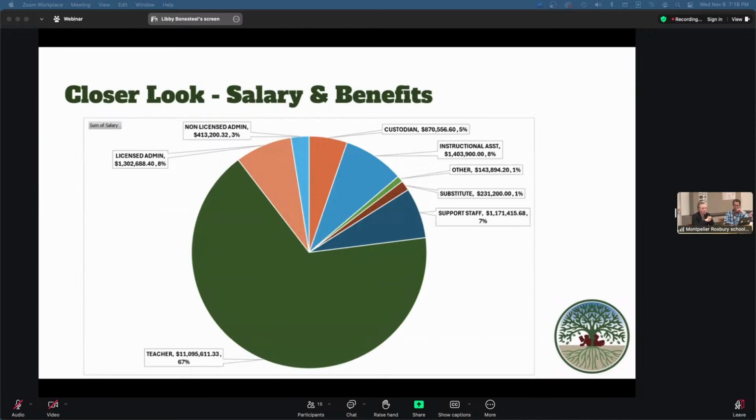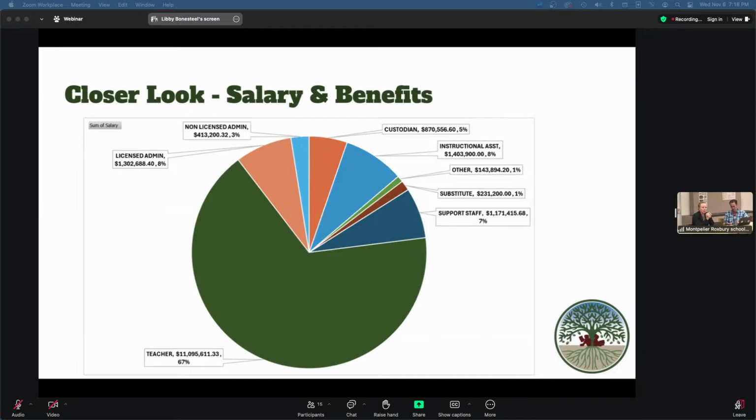That's 67% of our salary and benefits line. The next largest categories are 8%, which is licensed administrators and instructional assistants. And then we start getting into smaller pots. Our support staff, which are kind of our administrative assistants in that kind of position, take up 7% of our budget. And the custodial staff takes up 5%.